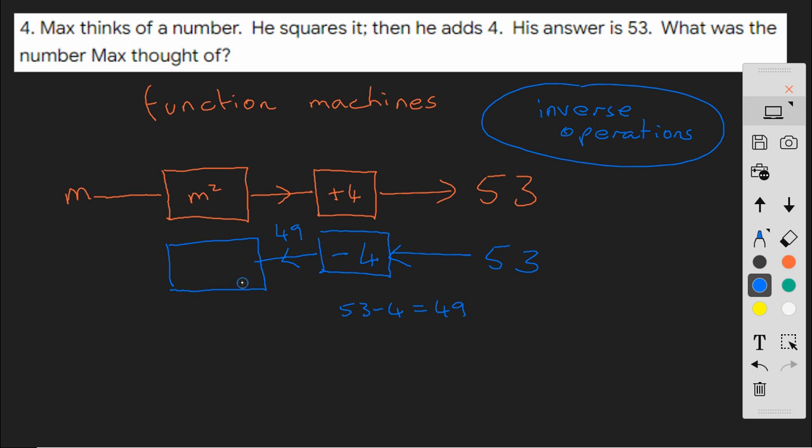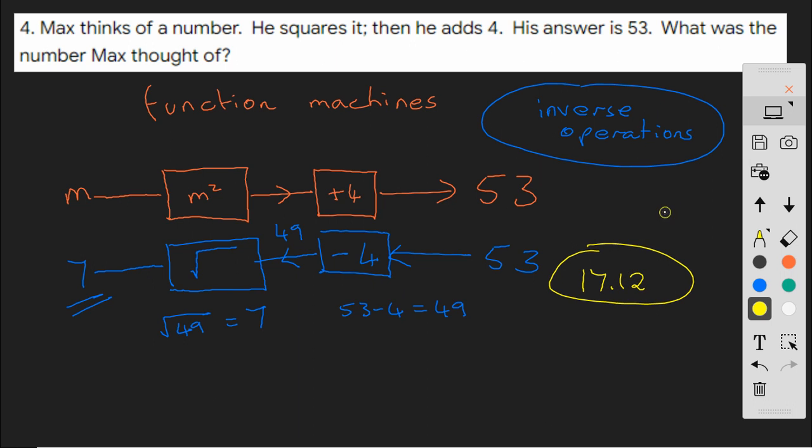49. Now, what's the inverse operation of squaring? Now that is our cheeky little square root. So what is the square root of 49? This is a test of whether we can remember our square numbers. Well, that is 7, because 7 times 7 makes 49. So there we have our answer as 7. If you want to practice similar nuggets like that, then the place to go on Century is 17.12.